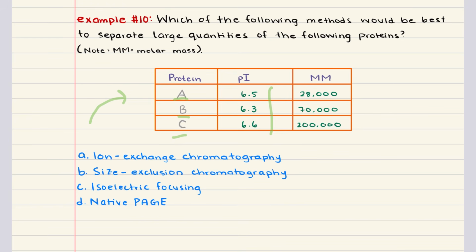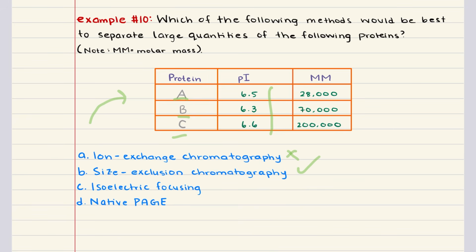A says ion exchange chromatography. This separates proteins based on charge, which depends on their isoelectric points. But here, the pI values are too close to be helpful, so this is not the correct answer. B says size exclusion chromatography. This is actually the best answer. It separates proteins based on size, allowing larger proteins to elute first and smaller ones to elute later. And since the molecular weights are significantly different, this method will effectively separate them.